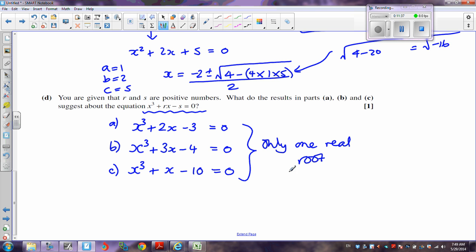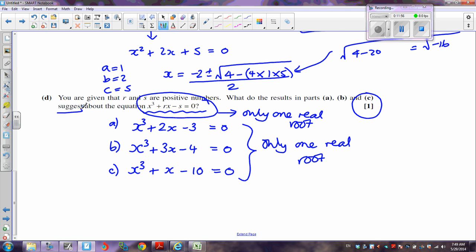Now, in all 3 cases above, we found that there was only one real root. I can't do any more investigation for 1 mark, but I would say this suggests that for this general equation, any equation of that form, there will be only one real root. I can't check that, but it's a good stab, and we're only suggesting here, and that is in fact the correct answer.